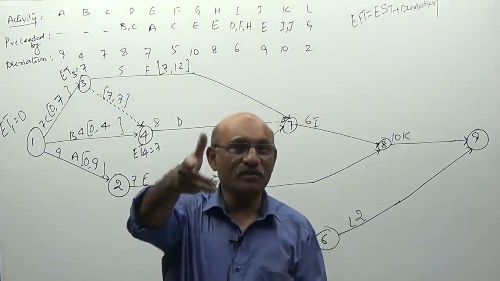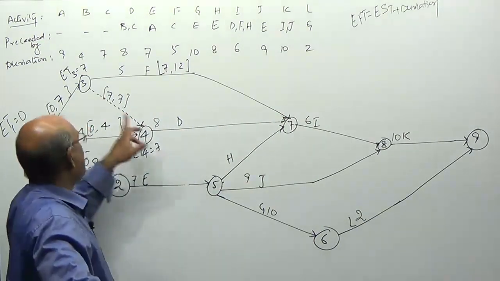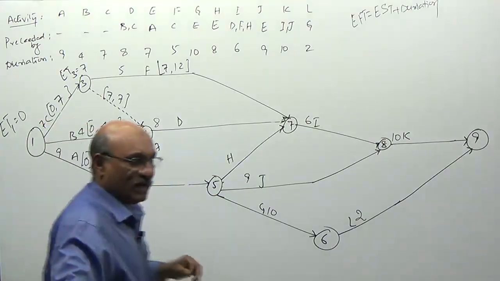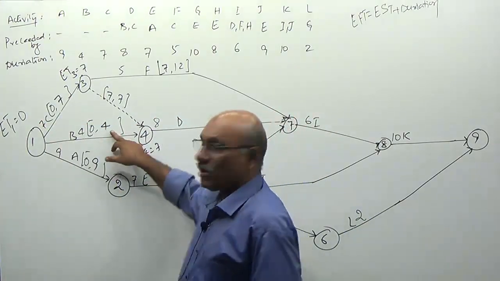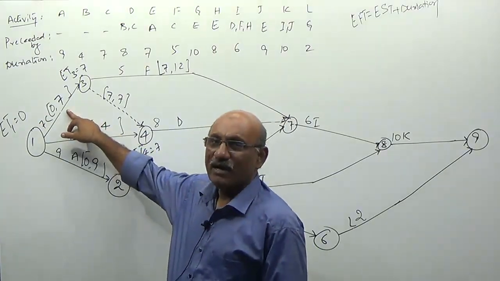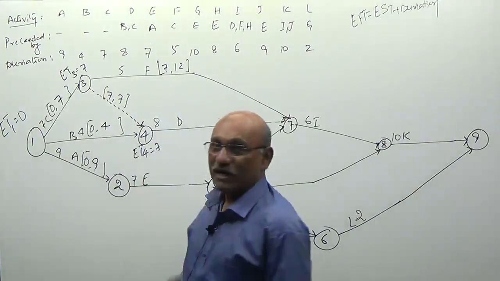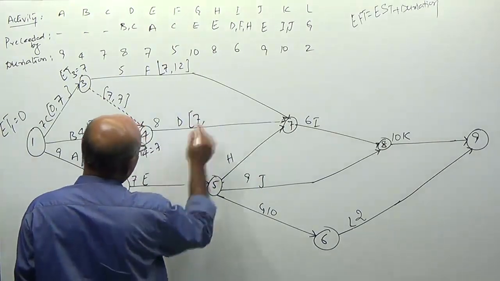But what is the logic behind this one? Activity D cannot be started before the completion of these two activities B and C. Okay, sir. Activity B you are completing on the 4th day. Activity C you are completing on the 7th day. Therefore, D cannot be started before 7th day. For activity D, 7 is the starting time.